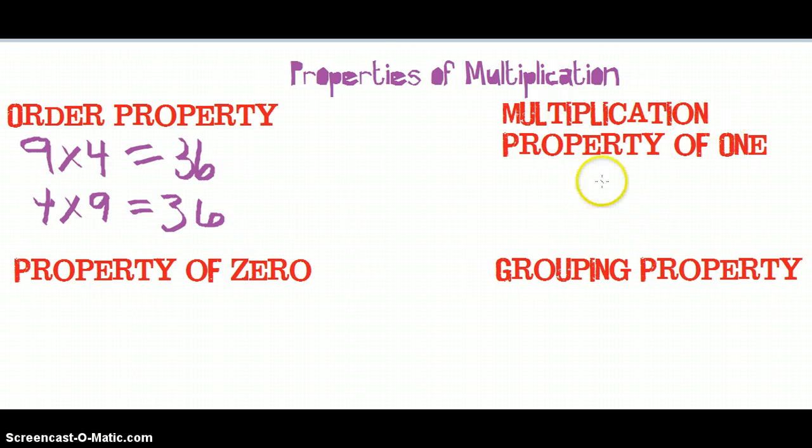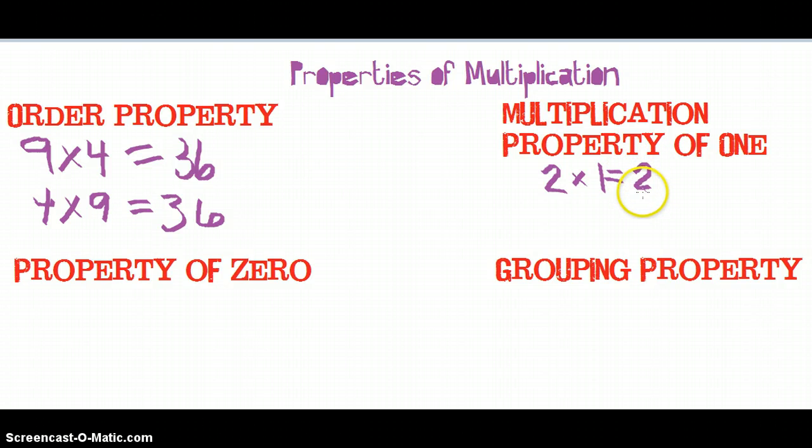The second one is the multiplication property of 1. The multiplication property of 1 says if one factor is 1, the product will be the other factor. So if I have the problem 2 times 1, since I'm multiplying times 1, the answer is the other factor. So my answer is 2.